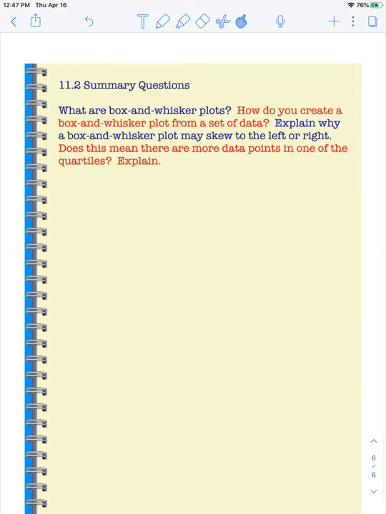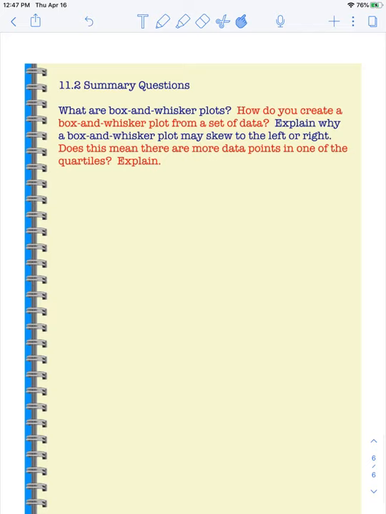All right, and that concludes our notes for today. So, some summary questions. What are box and whisker plots? Box and whisker plots show the variability of data along a number line using the median, quartiles, and lowest and highest data points. How do you create a box and whisker plot from a set of data?